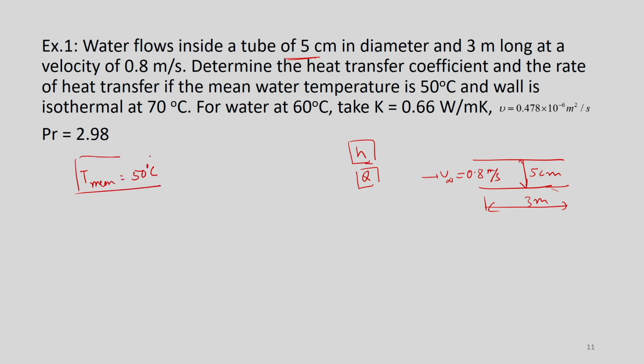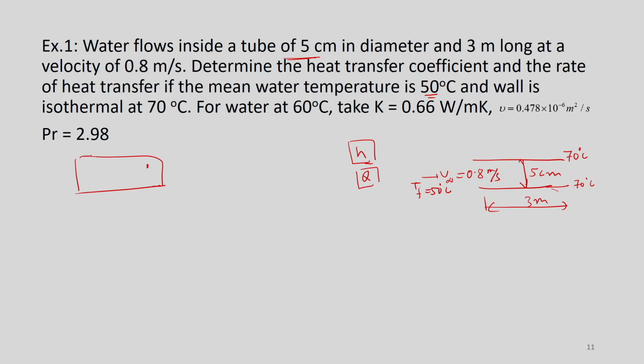So, we need to find the properties of the fluid at this temperature, and the wall is isothermal at 70 degrees C. So, this is 70 degrees C. This is not the mean; this is actually the fluid temperature, Tf, which is 50 degrees C. So, the water temperature is 50 degrees C. Now, what we need to do is make the average temperature. So, what is the average temperature?